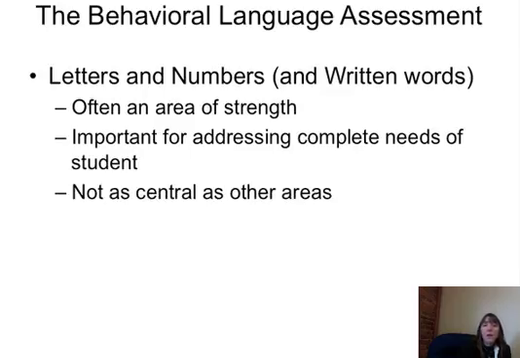They also talk about the letters and numbers, which is often an area of strength, and written words, important to address the complete needs of the student, but not as important as other areas. And they do have a similar kind of taxonomy there of a 1. They can't do it all the way up to a 5. They can read 25 words and identify 10 numbers.